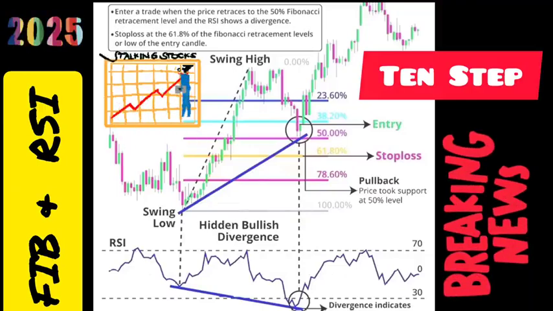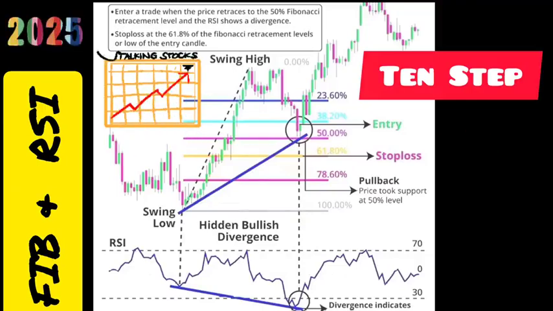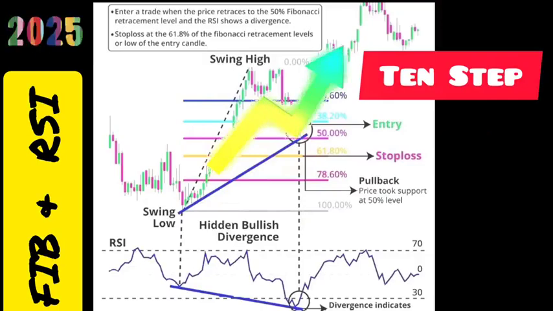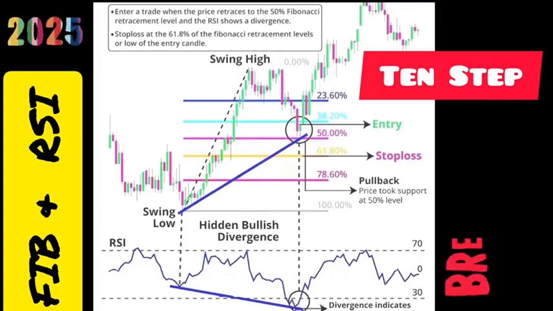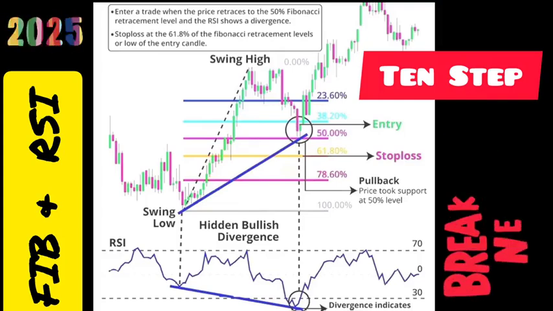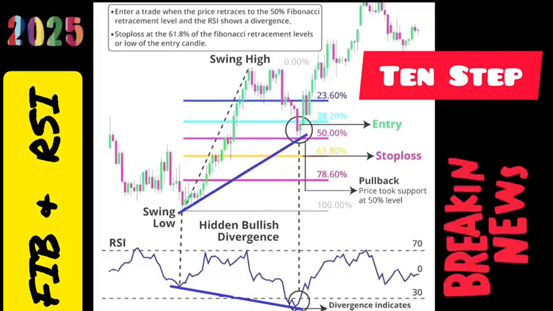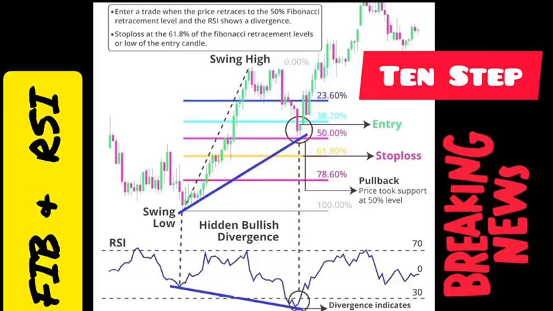10-step Fibonacci RSI divergence strategy, bullish trading setup backtested. Master this step-by-step Fibonacci and RSI divergence strategy to catch bullish reversals with precision, perfect for beginners and advanced traders. Backtested, simple, and powerful.